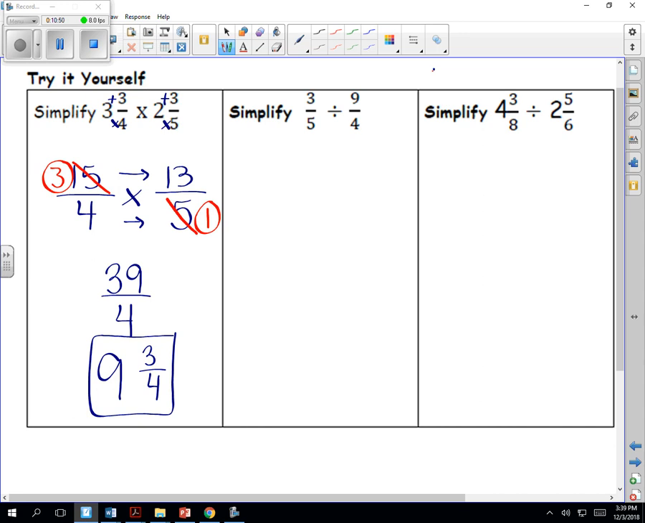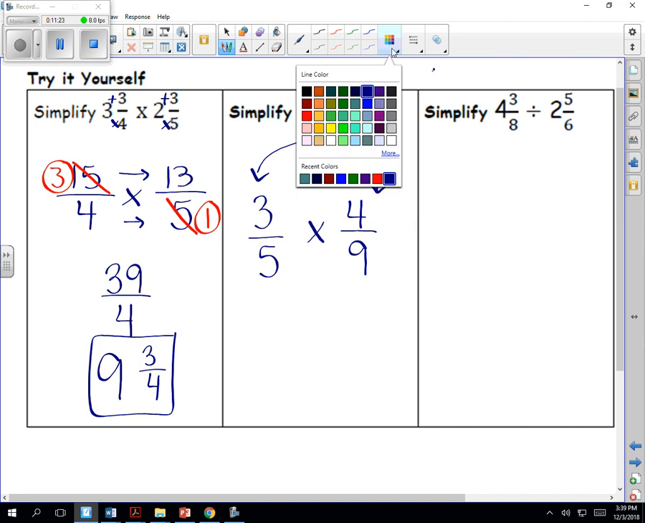I have division, but they both are written in either proper or improper fraction form, so we're going to leave them as is. We don't have to change it from a mixed number. So I'm going to keep my first fraction, 3/5. I'm going to switch my sign to multiplication, and I'm going to flip the second fraction, which would be 4/9.